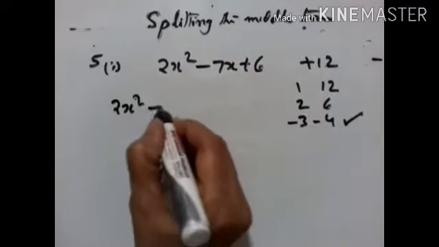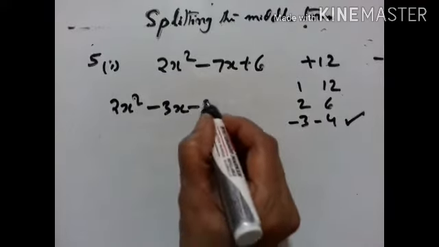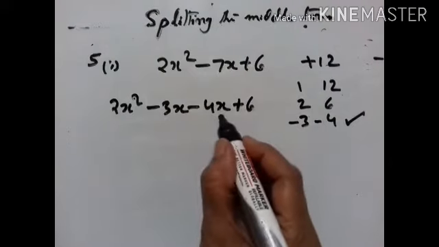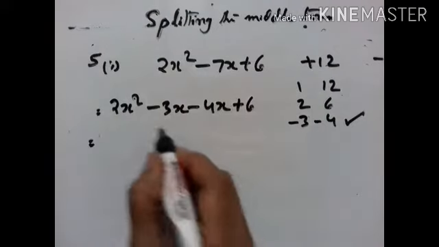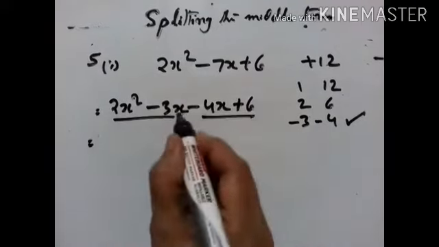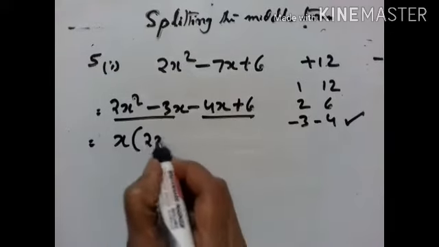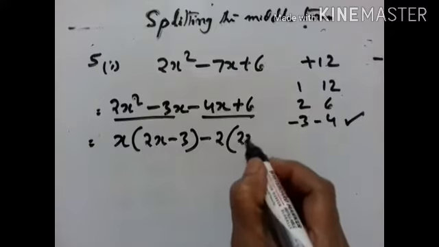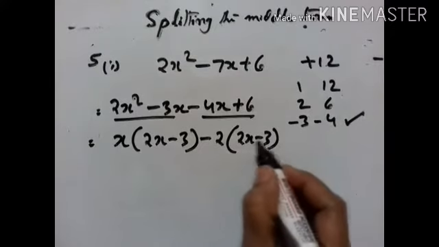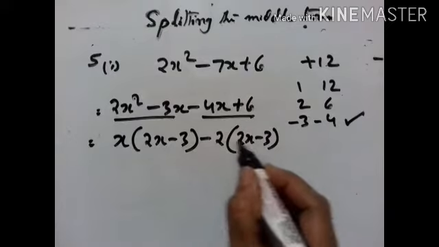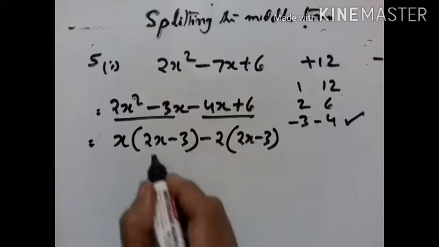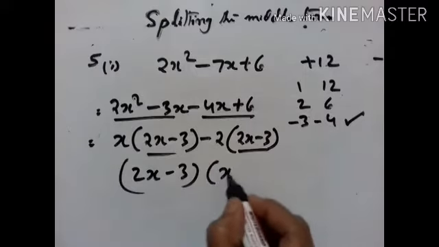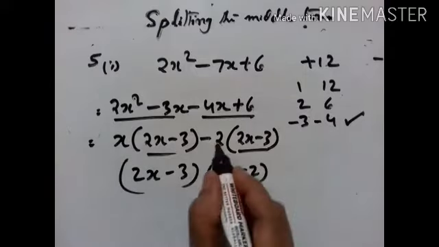2x square minus 3x minus 4x plus 6. Minus 7x is split into minus 3x and minus 4x. Here x is common. 2x minus 3, minus 2 is common. 2x minus 3. Minus 2 into minus 3 is equal to plus 6. 2x minus 3 is common. What is left? Here x, here minus 2.